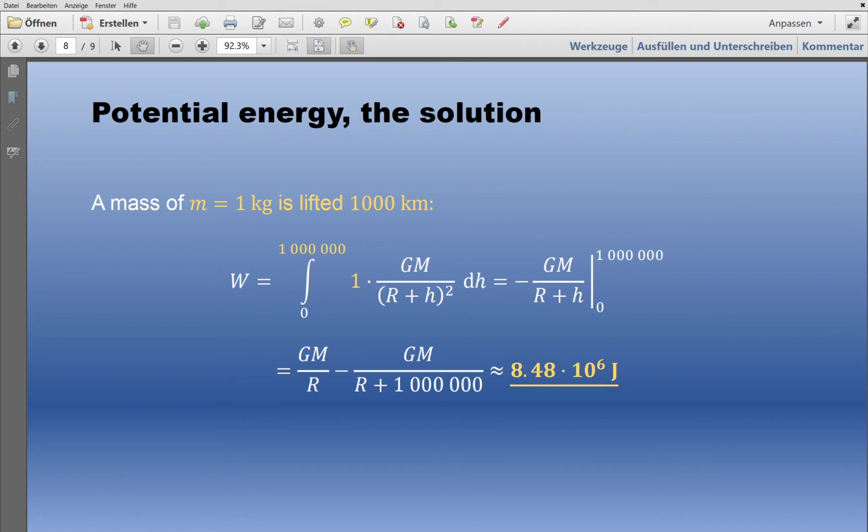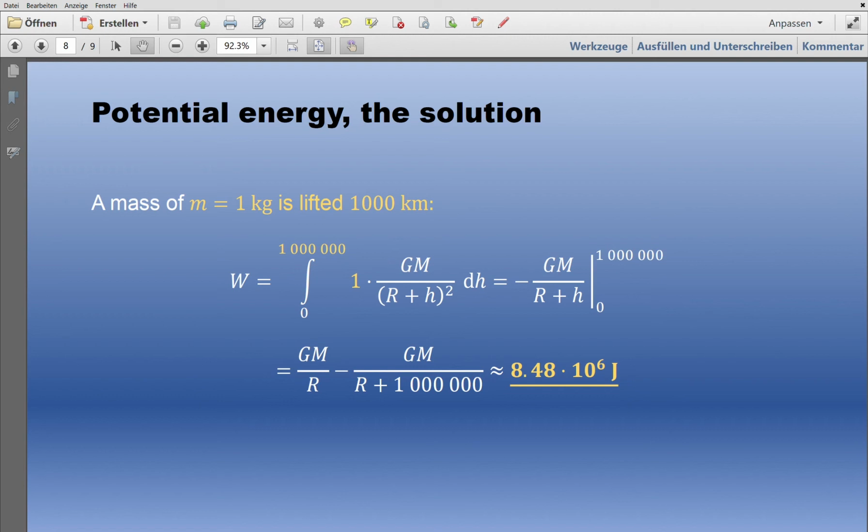What you should come up with is capital G, capital M over R plus h, all negative. And if we plug in the limits and rearrange slightly, we arrive at this expression: GM over R minus GM over R plus 1 million. And this becomes 8.48 times 10 to the 6, so 8.48 megajoule. Had we used the trivial formula, we would have got 9.81 megajoule. So it's a little bit less. It's a little bit less because it becomes easier and easier the higher we get.